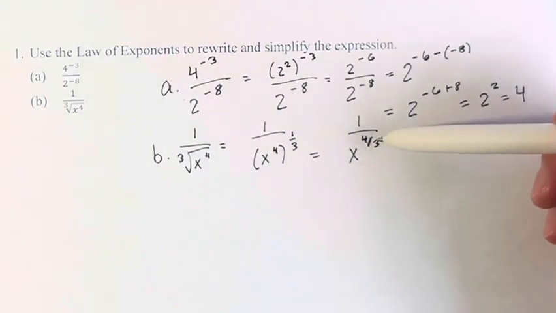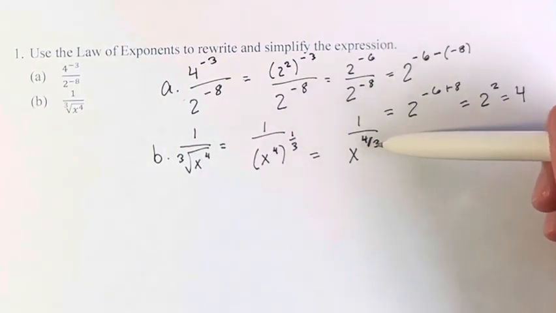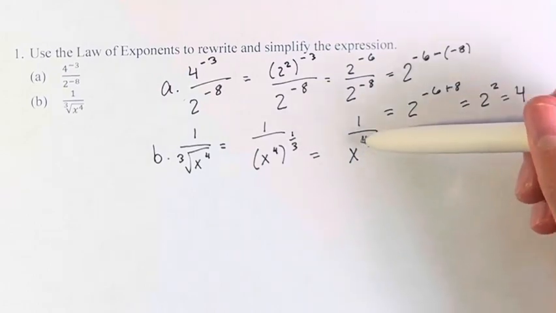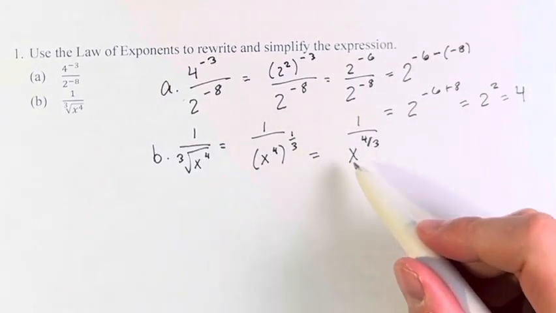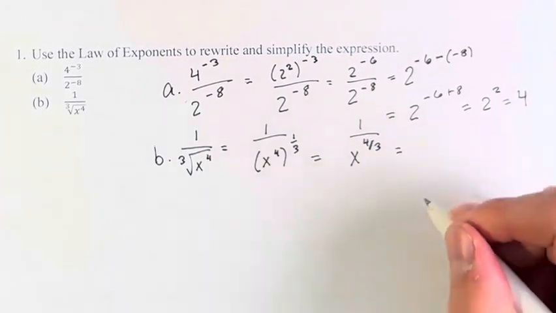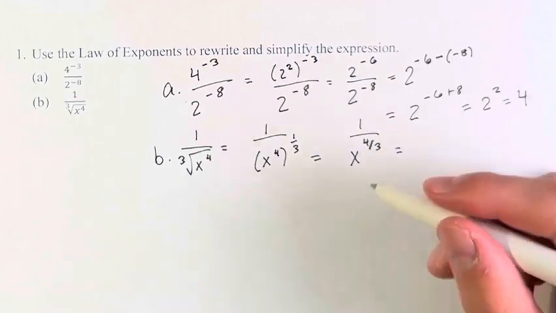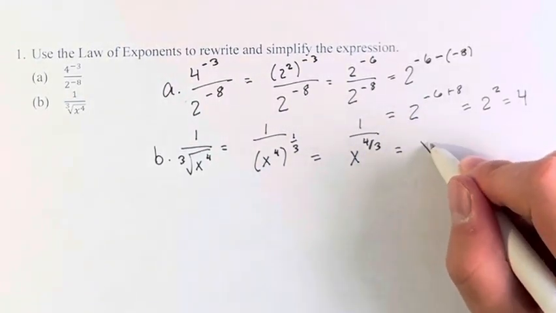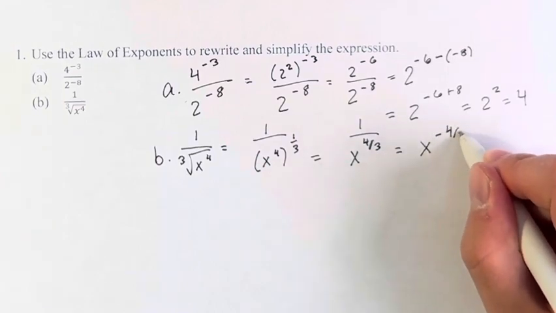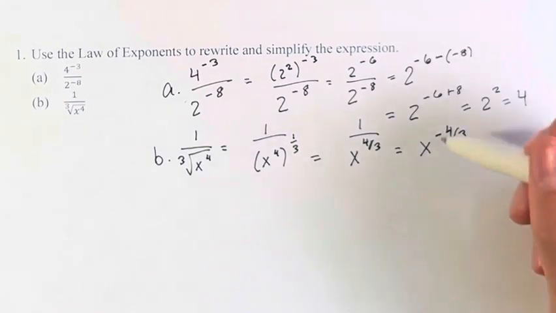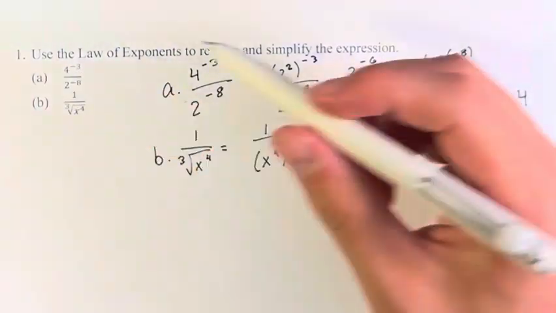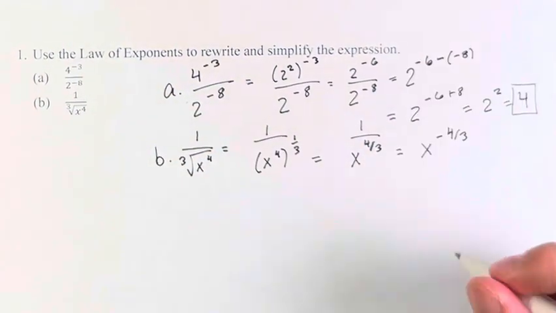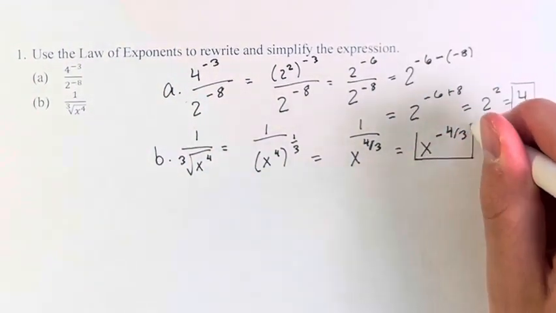And if you have an exponent in the denominator, you can multiply it by negative 1 and move it to the numerator. So this is equal to 1 times, which is just 1 times anything is just itself, so it's just x to the negative 4/3. So now we have these two expressions. A is equivalent to 4, and B is equivalent to x to the negative 4/3.